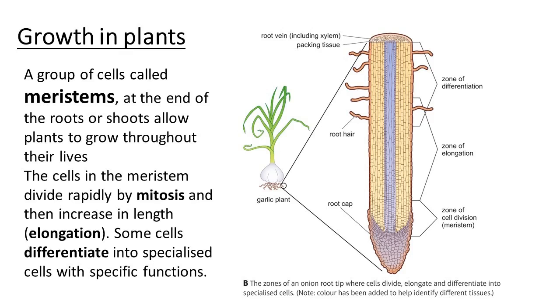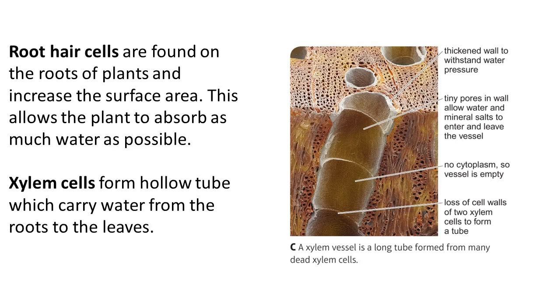And then just like with animals, the cells of the plant will also need to differentiate. So we'll need cells with specialized functions, and at the top of that diagram there you've got the zone of differentiation, and that is where the cells are going to specialize into different types of cell depending on what the plant needs. So on this slide we're looking at two specific types of specialized cell found in plants.